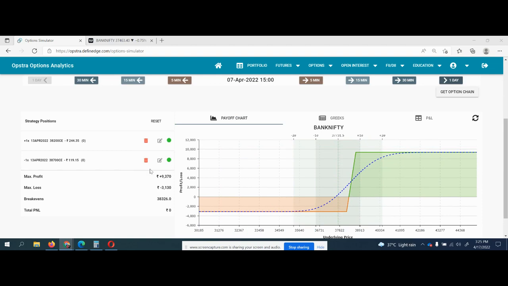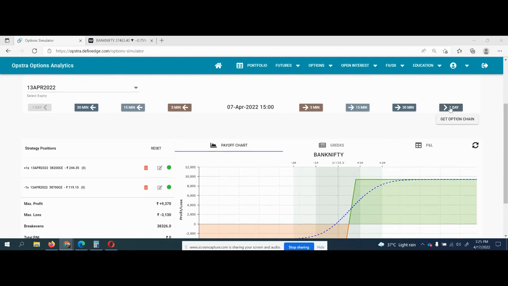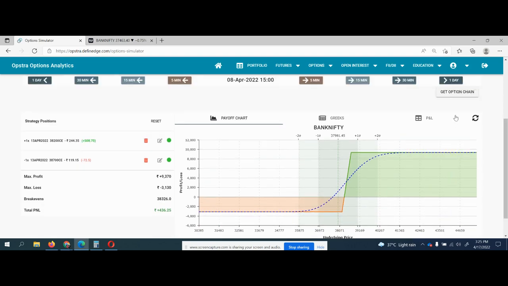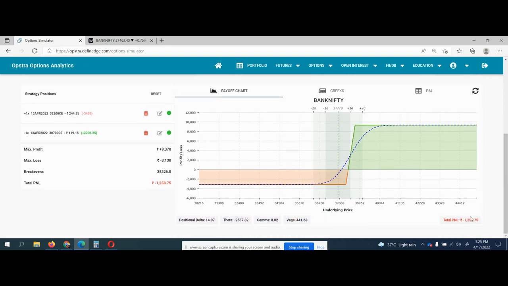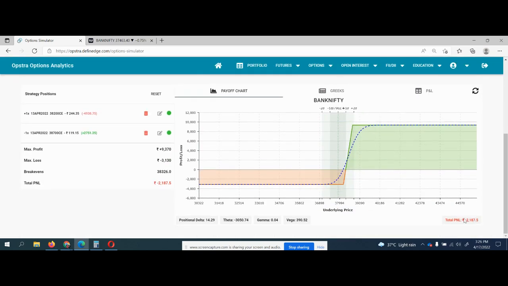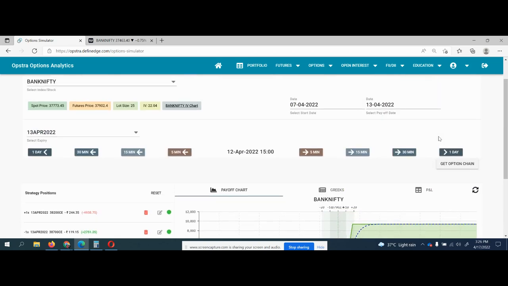I'll not do any adjustment. I'll just take you to the next day. From the 7th, if we go to the 8th, it had a profit of 436. I'm simulating it to go to the 11th. It made a loss of 1,258 because the market is standing in this red area. It is not moving up. Let's go to the next day, the 12th of April. You have a loss of 2,187 because the market is still in your red zone.